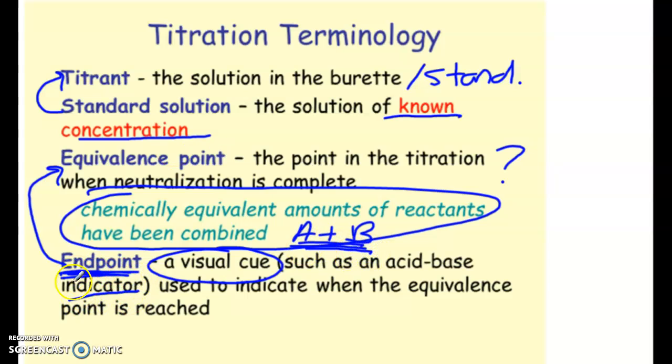This indicator doesn't actually react with anything. All it does is change color so that the human who's looking at it knows to stop adding in the solution. Because remember, if you didn't have anything to tell you, you would have to take the pH measurements because there's no way by looking at it to know when it's neutral or not.